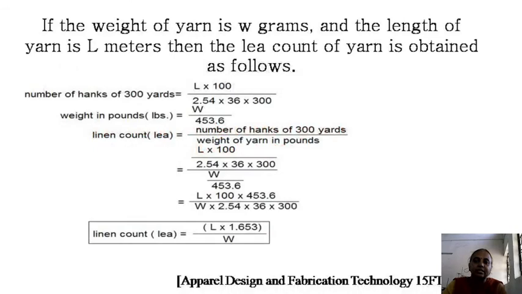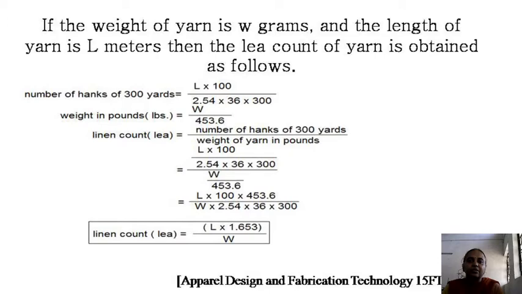If the weight of the yarn is W grams and the length of the yarn is L meters, denoted by capital L, then the Lea count of the yarn is obtained as follows. You have to remember this formula.